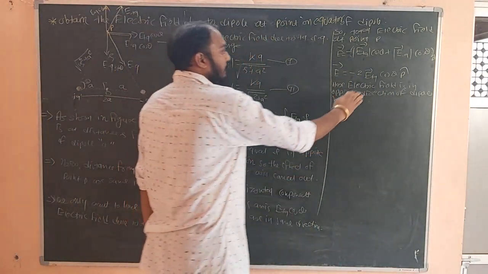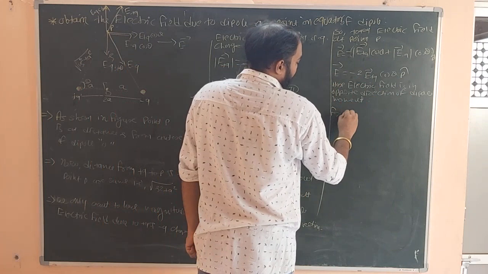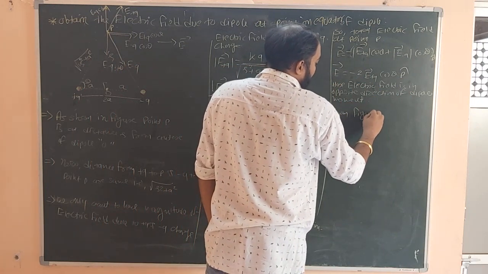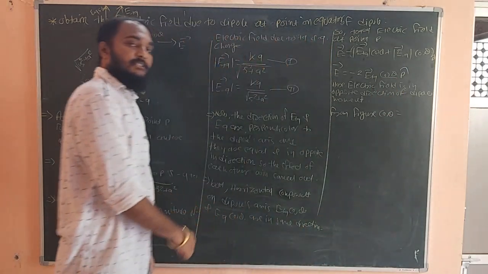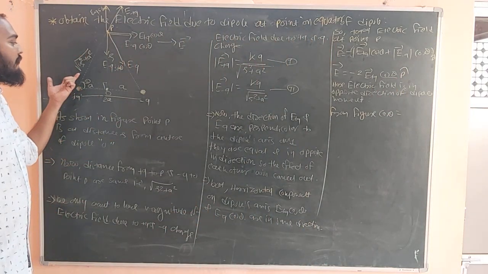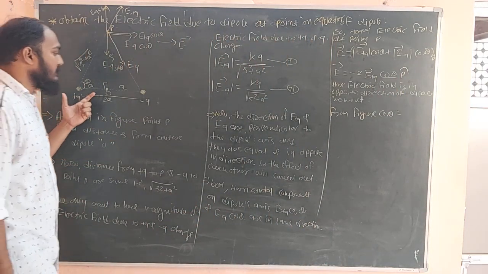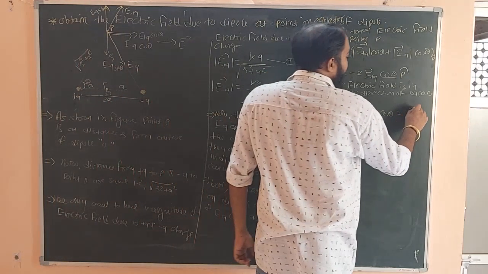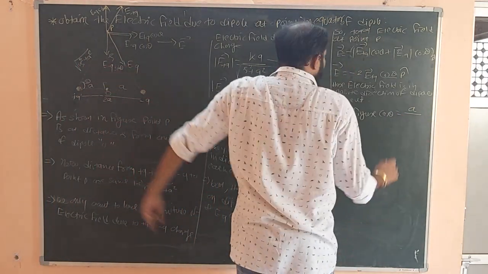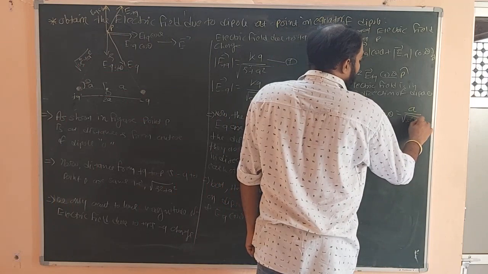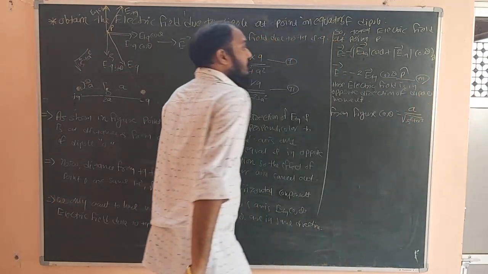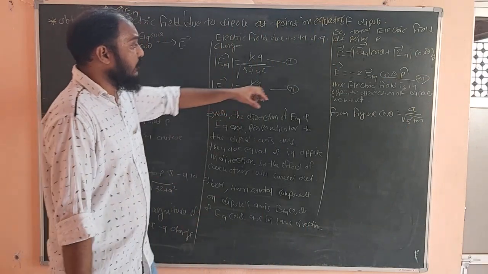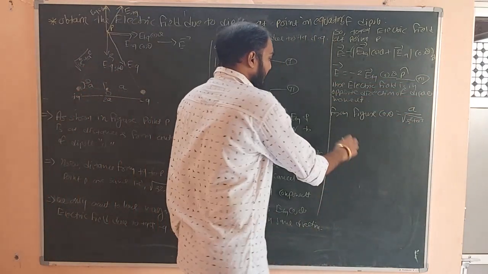Okay. From the figure, we have to find cos theta. What is cos theta? Adjacent divided by hypotenuse. What is adjacent here? A. What is hypotenuse? Under root R square plus A square. Now putting all the values of this into equation 3.